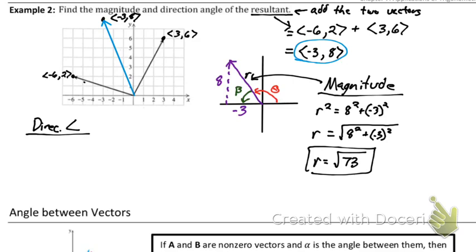Once again, I'm going to solve for this beta, but I need to know that my directional angle is actually the one that goes from the origin and terminates here. We will always find this one, but we have to use that to find our theta. All right, to find my beta, we're going to use tangent. And the tangent of beta, tangent is TOA, which is opposite over adjacent, which is going to be 8 over negative 3.